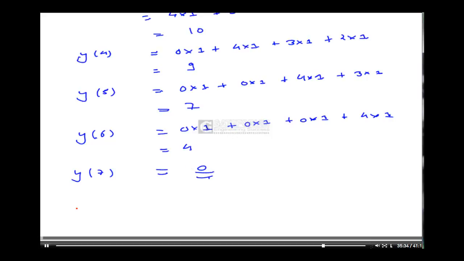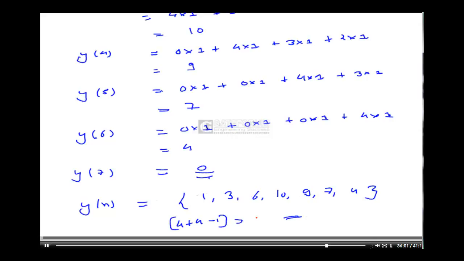Okay. Thus y of n, I can write from the beginning, is 1, 3, 6, 10, 9, 7, 4. The number of terms in y of n is equal to 4 plus 4 minus 1, which is equal to 7. Thus, the total sum in the output expression will be sum in the input plus sum in the system function minus 1. Take one more problem.